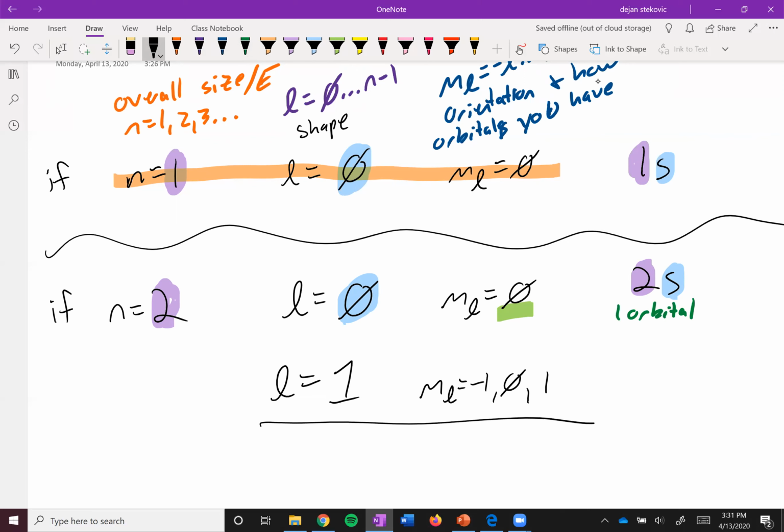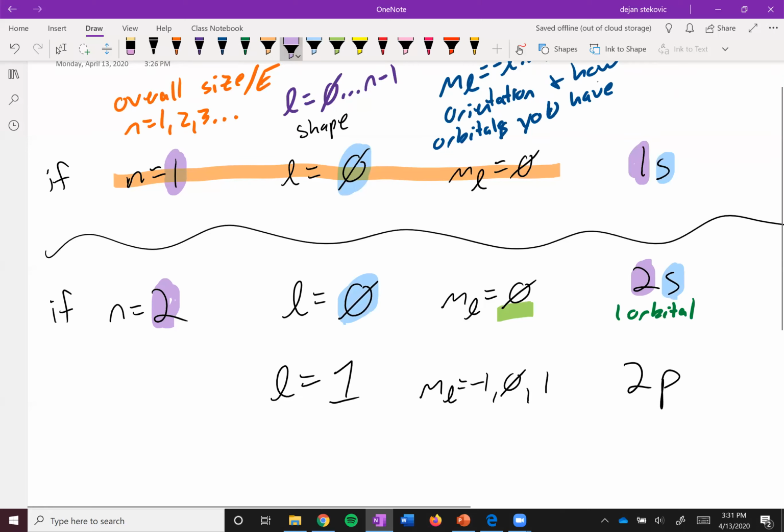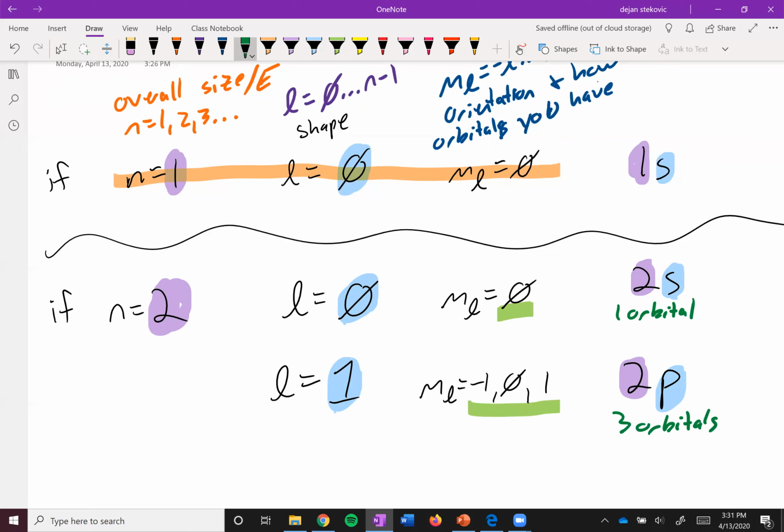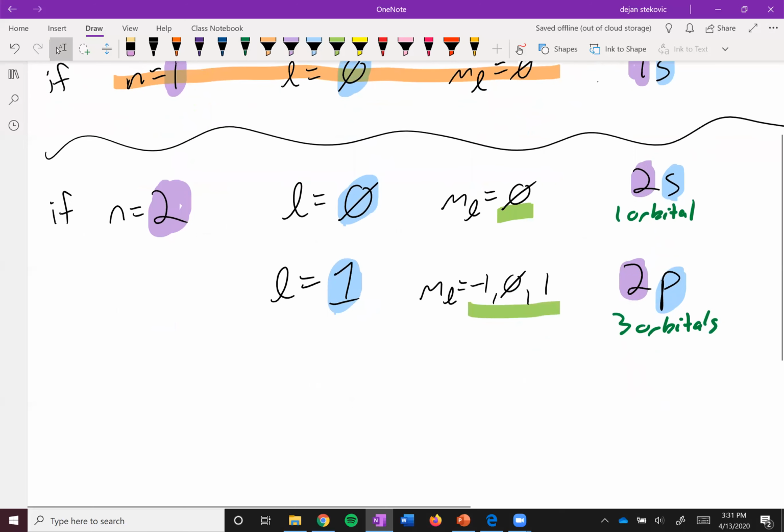This guy down here, we say that these are 2p orbitals, my bad. Again, the 2 comes from the n. So same thing here. Now, whenever L is equal to 1, the letter you get is p. And then how many orbitals are there? Well, there are 3 orbitals because there's 3 different orientations of them.